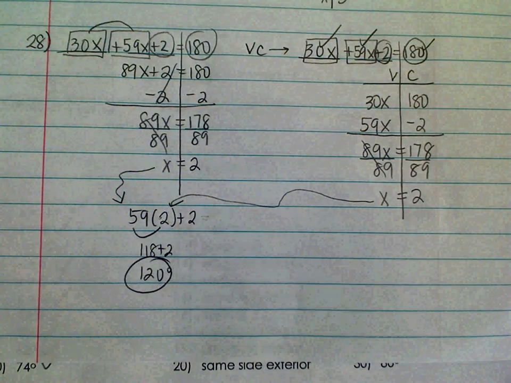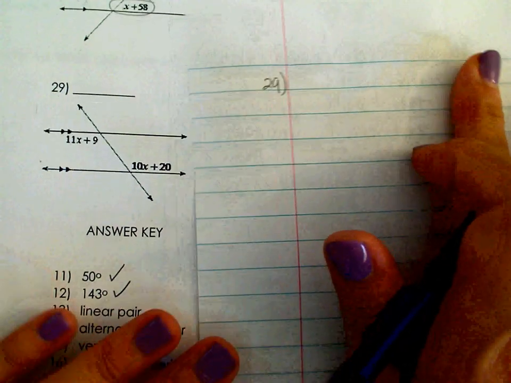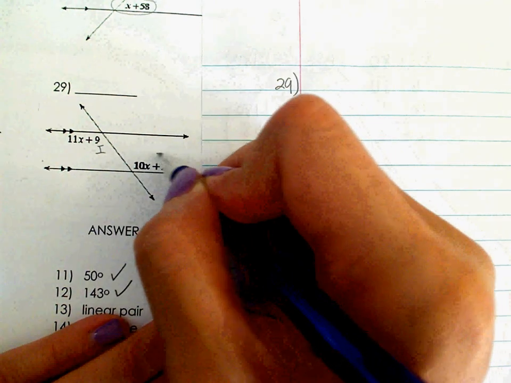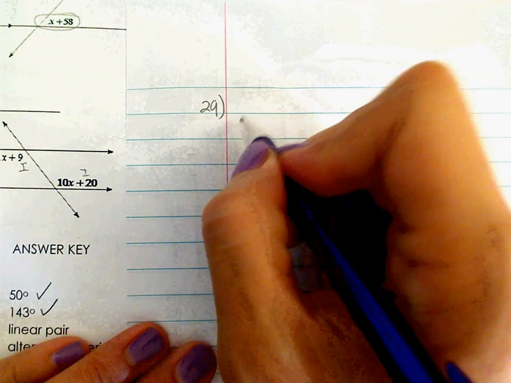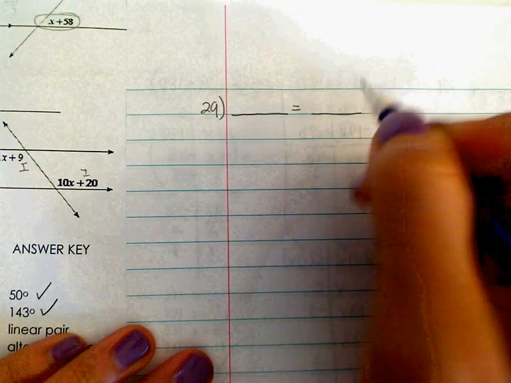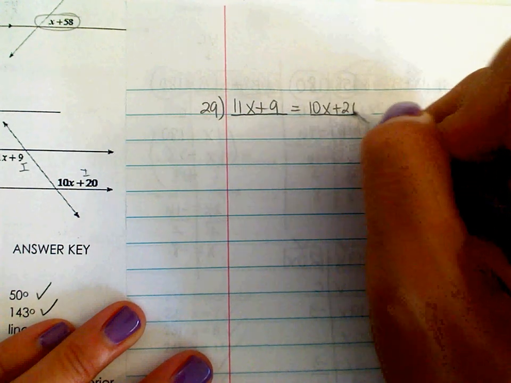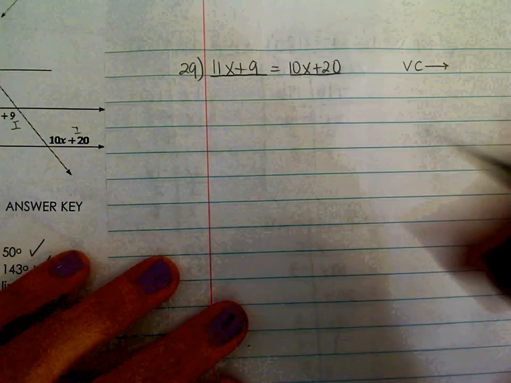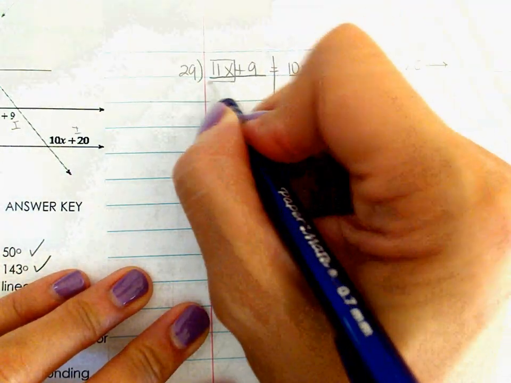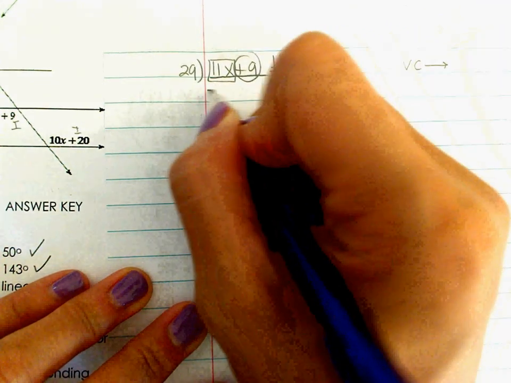All right, 2 more left. Number 29. Okay, we got interior, but they're on opposite sides. These are alternate exterior angles. Since they're alternate exterior, they're not SSI, SSE, or LP. They are equal. Variable constant method will be done over here. Always try to do the variables first.